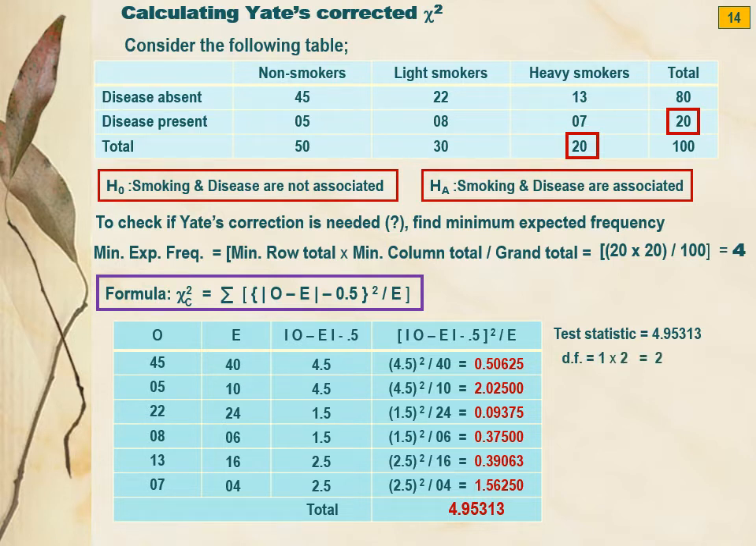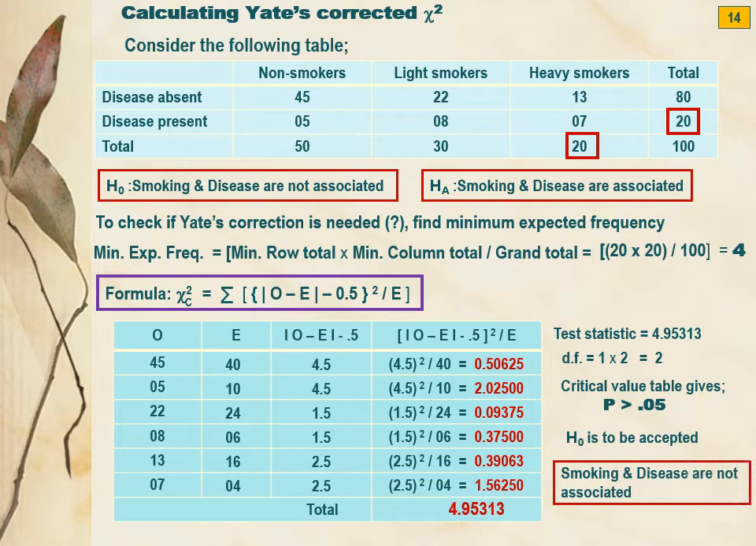Just now we calculated it using the Yates corrected formula, and the degree of freedom is equal to 2 rows means 2 minus 1, into 3 minus 1, that is 2. DF is 2, and the critical value table will give you P more than 0.05. We will again see this in the table, and because P is more than 0.05, you will accept the null hypothesis, that is, smoking and disease are not associated. Okay, this is how we can use the Yates corrected formula. In the next slide we will see how we got P more than 0.05.